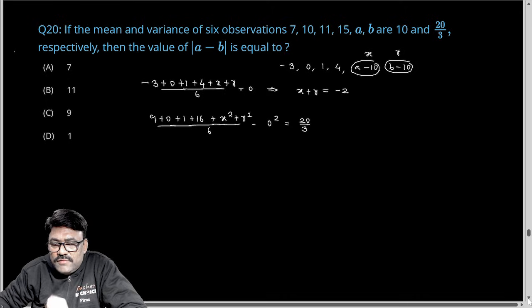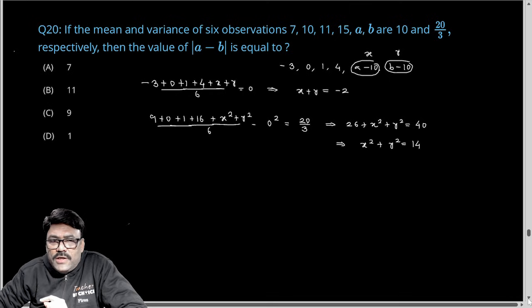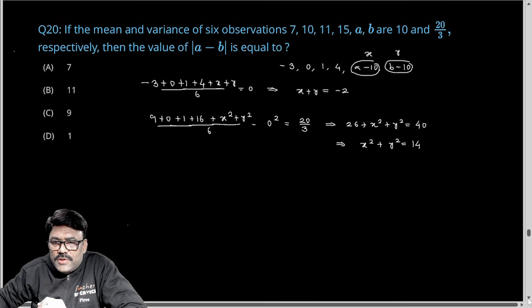Variance will remain as it is. So now I'm getting 26, 9 plus 1 plus 16 plus X square plus Y square is equal to 40. So X square plus Y square is what? It will be 14. And I need A minus B. A minus B is the same as X minus Y. Even if you take X minus Y, you will get A minus B.